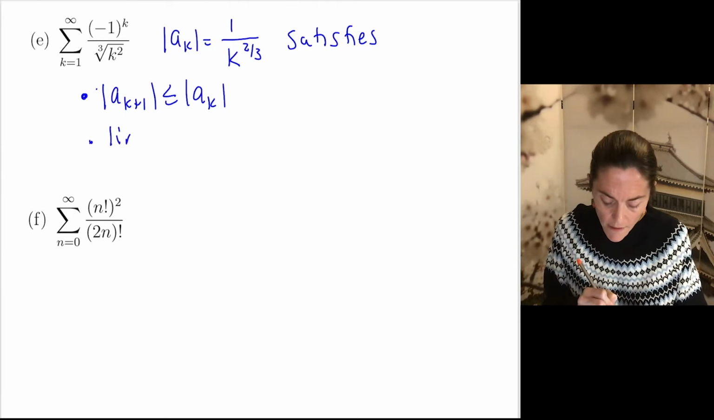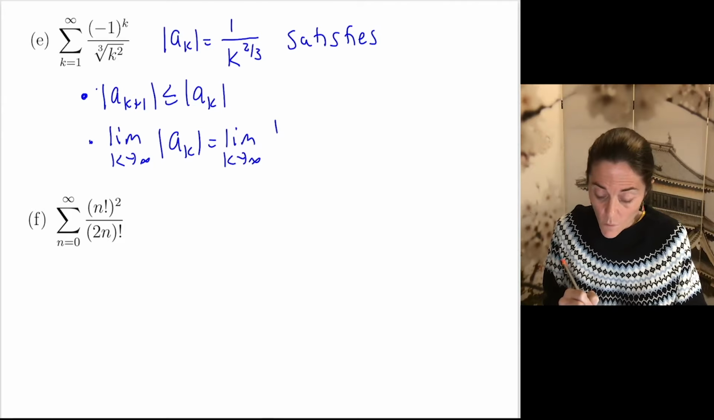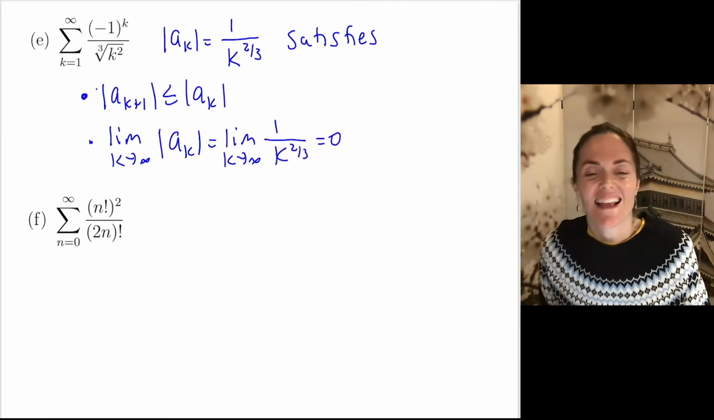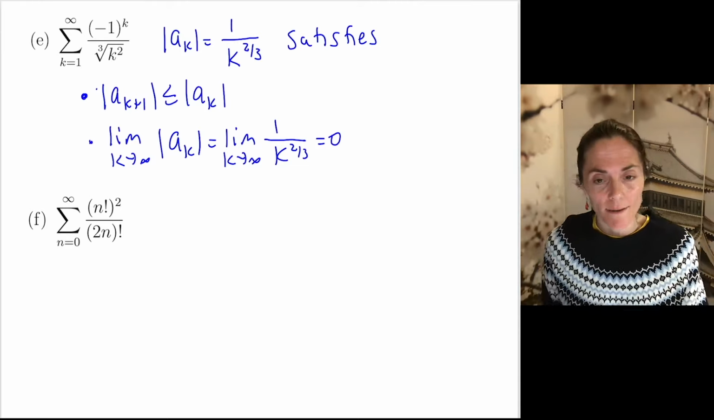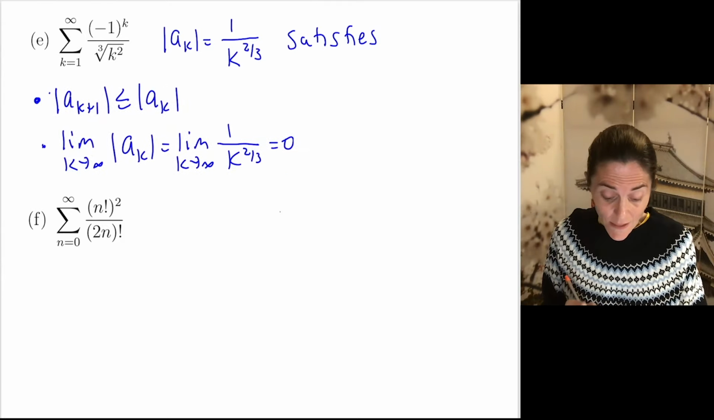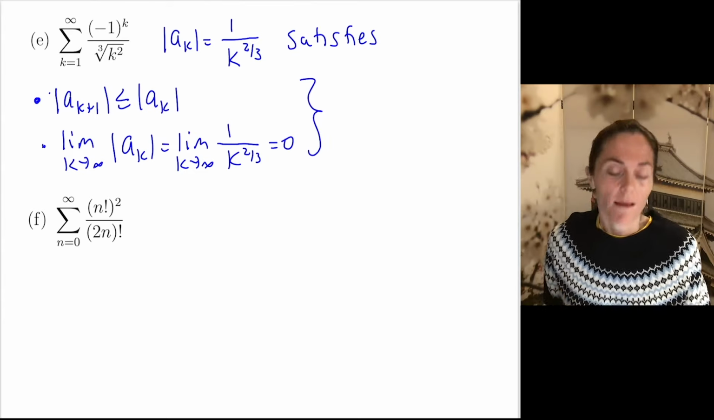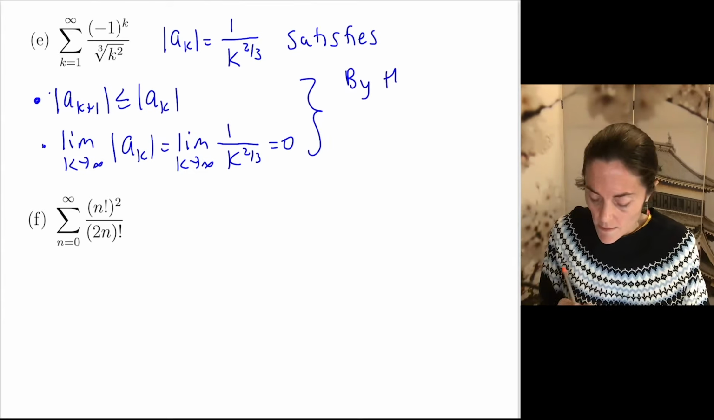Also, we have the limit as k goes to infinity of the absolute value of a_k. This is a limit as k goes to infinity of 1 over k to the 2/3. This is 0 because the denominator is growing without bound and we have a fixed numerator. So these two together with the fact that my series is actually alternating, it gives me converges. So we quote the test by the alternating series test.